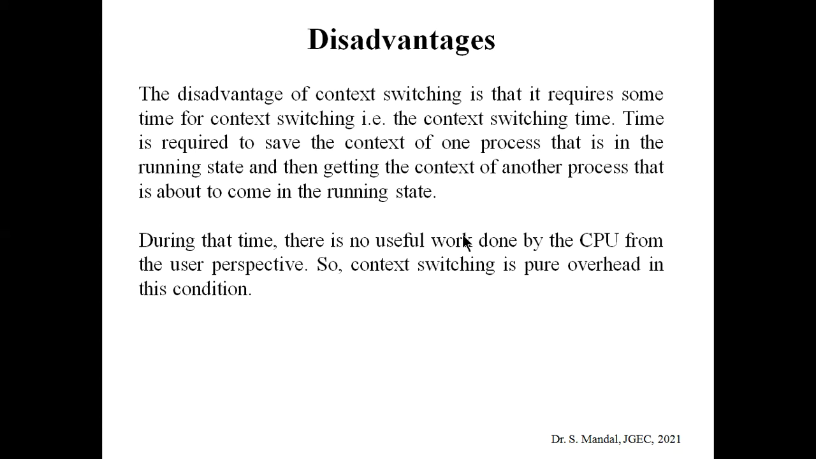It requires a finite amount of time for the context switching, and during that time it saves the necessary information into the process control block, so that the running state is moved into the ready state, or vice versa. During that time there is no useful work done by the CPU from the user perspective. So that is the main disadvantage of context switching. Clear? So switching between two processes is nothing but context switching.